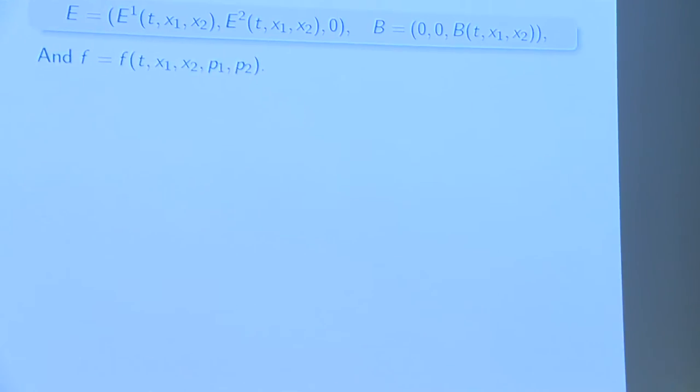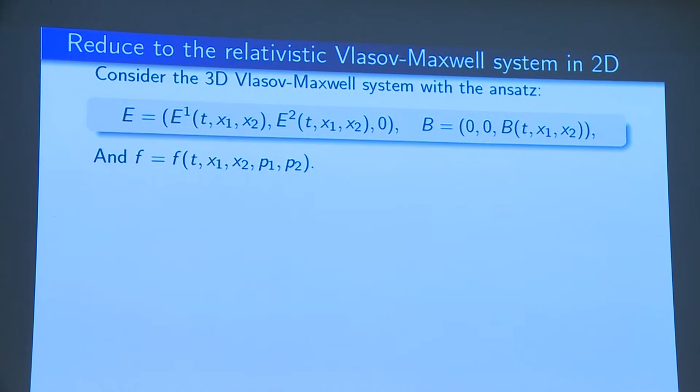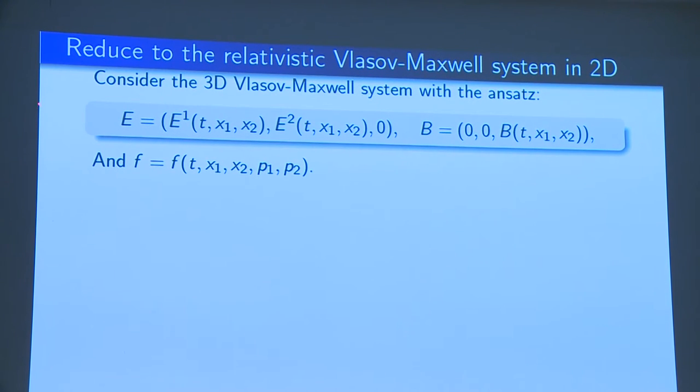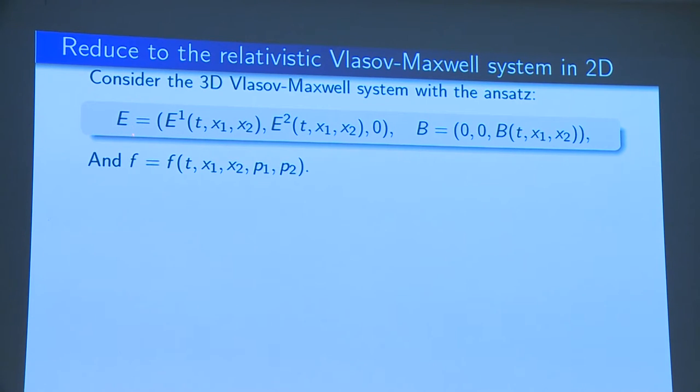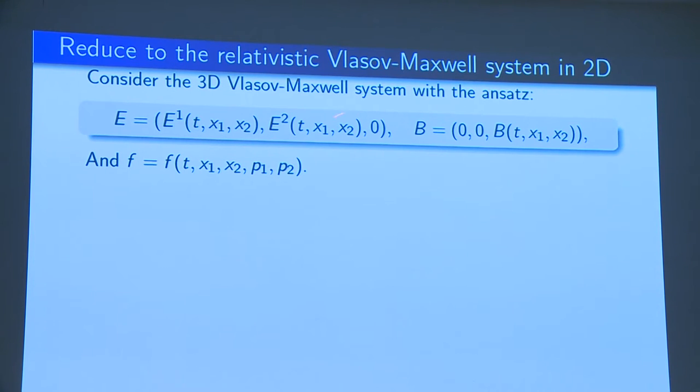To study 2D Vlasov-Maxwell, we make the following ansatz. Think of everything as being 2D, so you drop the X3 and the P3 term, and you make a further reduction than that. You assume that E is of the form E1, E2, 0, where E is only a function of T, X1, and X2, and B is of the form 0, 0, B, where we abuse notation by using B inside the vector and outside the vector briefly. And B is also only a function of T, X1, and X2. And then F is a function of T, X1, X2, P1, and P2.